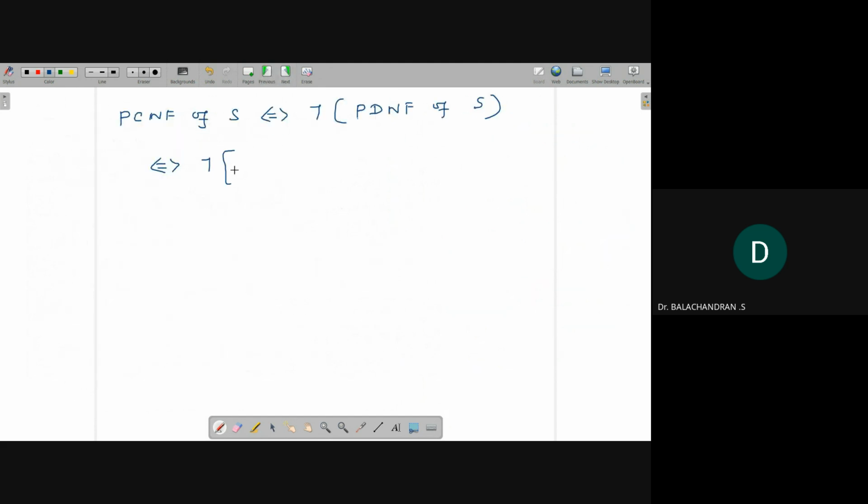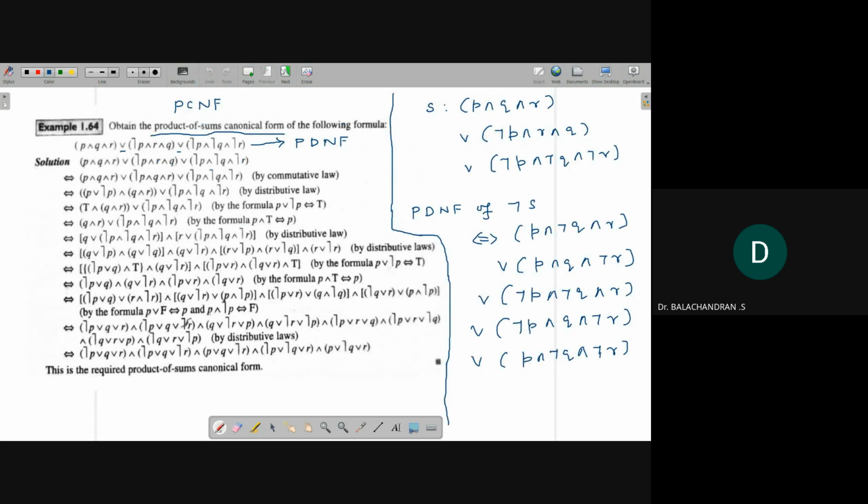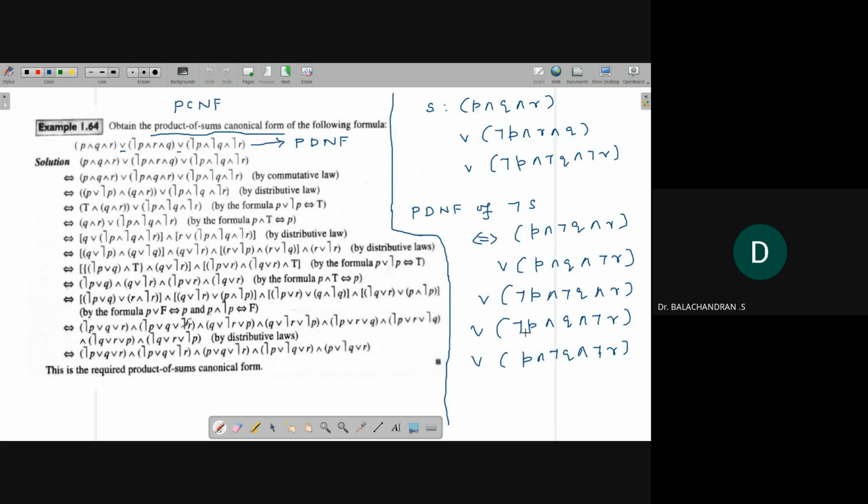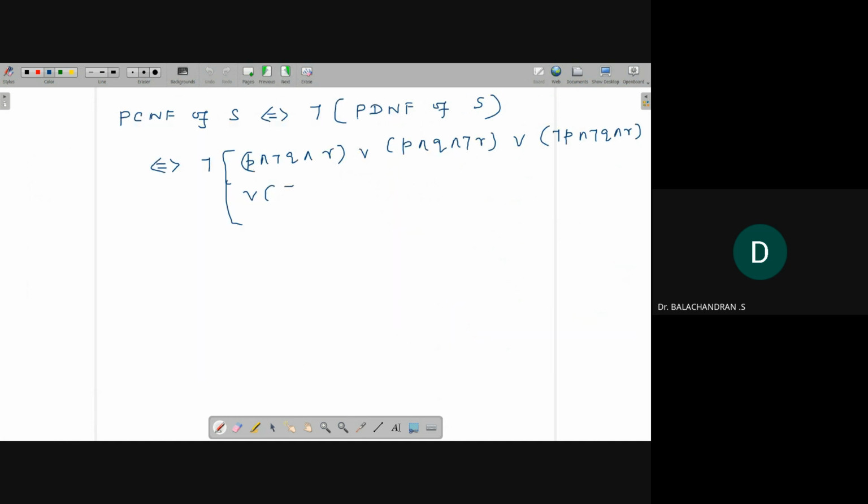P and negation Q and R. Then P and Q and negation R. The third one is negation P and negation Q and R. Fourth one, negation P and Q and negation R. And the last one, P and negation Q and negation R.